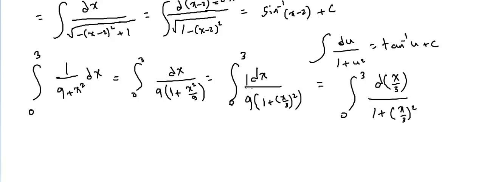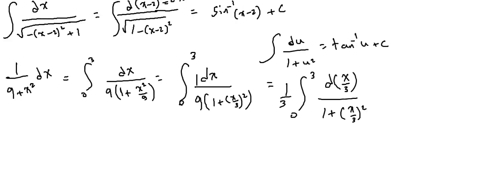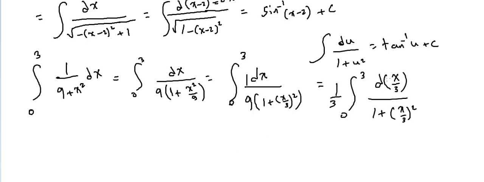But what do we have here? We have 1 over 9. We still need one more 3, so we take 1 over 3 outside. If we now take the derivative of x over 3, we get 1 over 3. Times this 1 over 3, it gives me 1 over 9. So we are good. The answer is 1 over 3 times the integral of du over 1 plus u squared, it's tangent inverse of u, right, from 0 to 3.